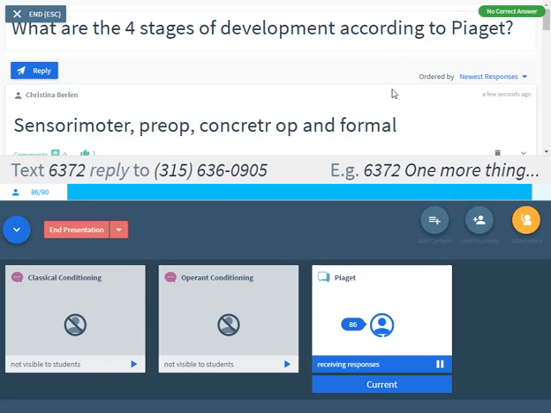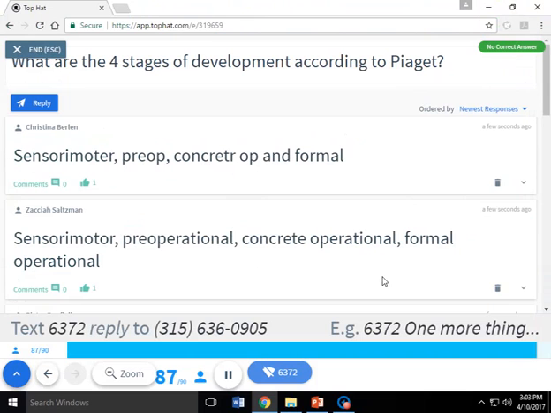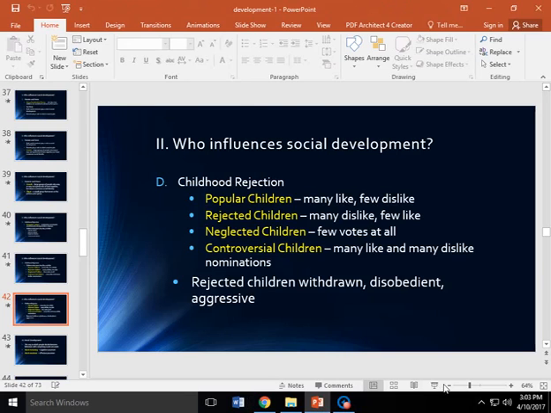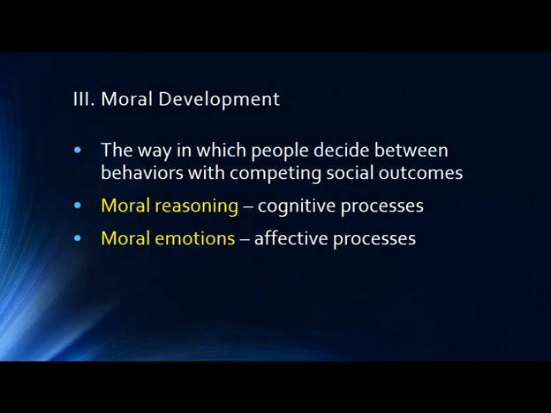So, of course, they are sensory motor, pre-operational, concrete operational, and formal operational. So those are the stages of Piaget's development.